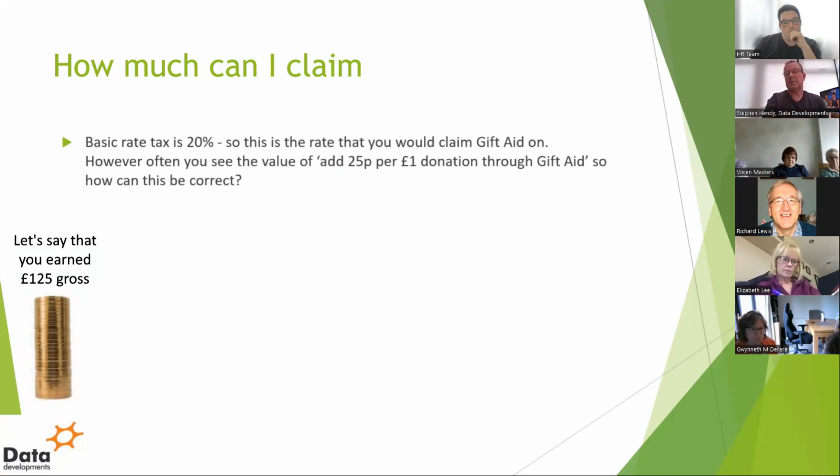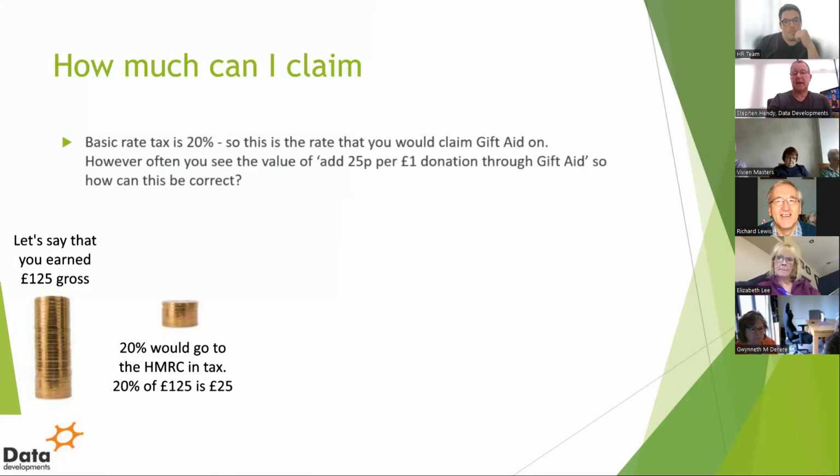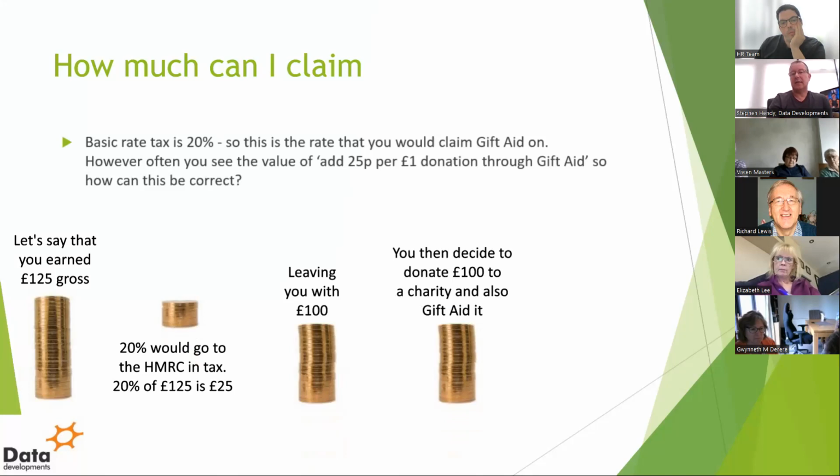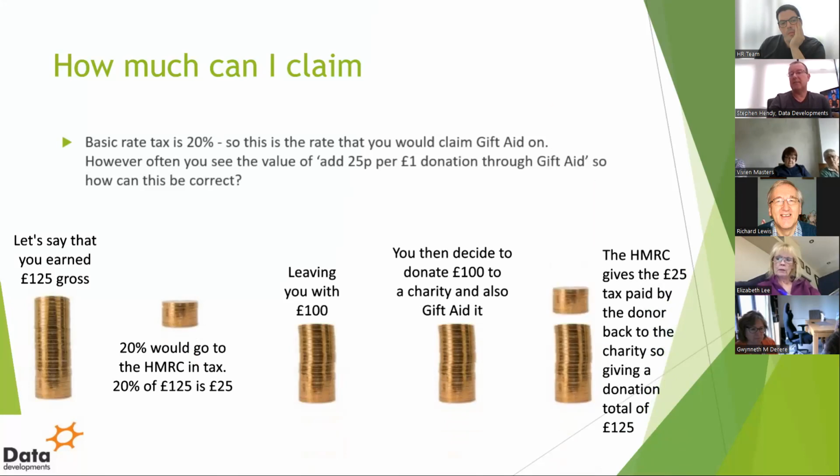So how can you claim 20% of Gift Aid and receive 25p in the pound? Essentially, this is how it's worked out. Let's say you earned gross from your salary £125. 20% of that is tax. That goes off to HMRC. £125 minus £25 leaves you with £100. Let's say you donate that full £100 to a charity and also Gift Aid it. HMRC will then give back the £25. So you can see where it's come from: 20% taken off the gross amount gives you £25. That's where you get that mix of it's 20%, but you're actually claiming 25p in the pound, if that makes sense.